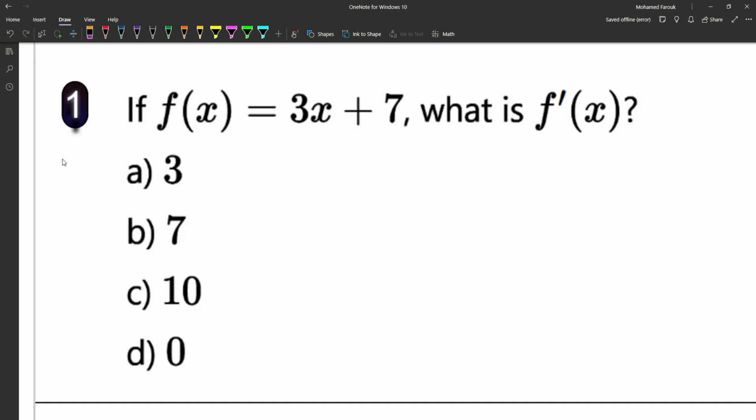Let's start with the first question. If f of x is equal to 3x plus 7, what is f dash of x? To get f dash, it's the derivative of f of x. So we'll start by getting the derivative of 3x, and it will be 3. If you have a coefficient beside x, the derivative will be this coefficient, and the derivative of 7 will be 0. So the answer will be 3. Next one.